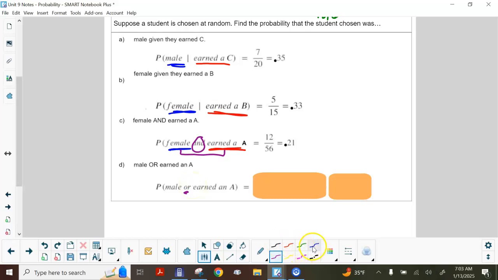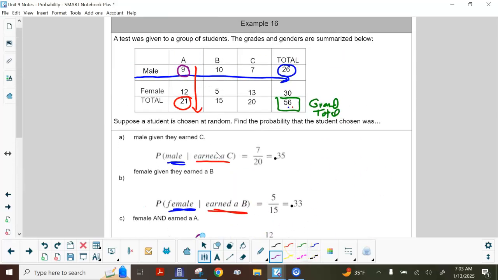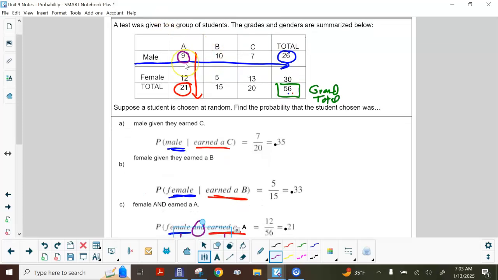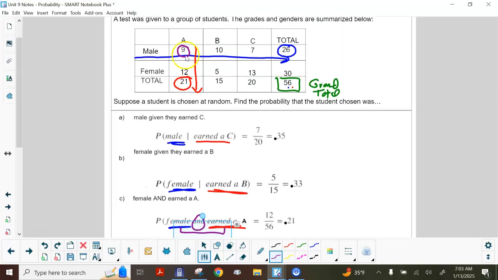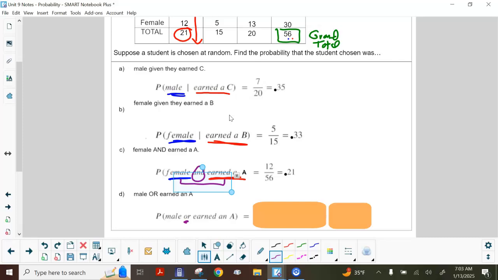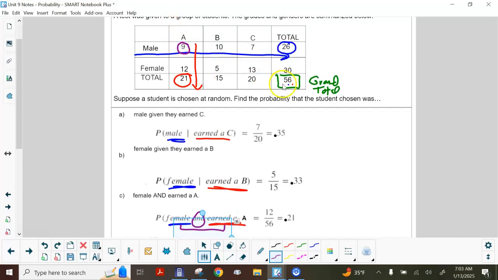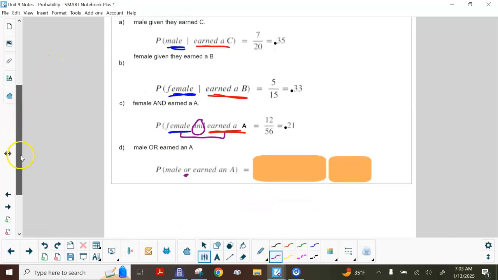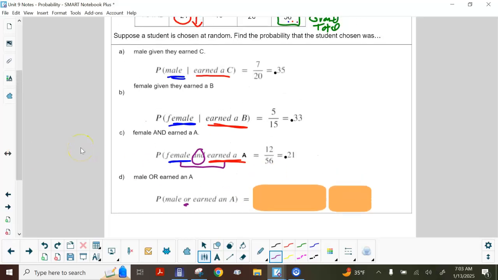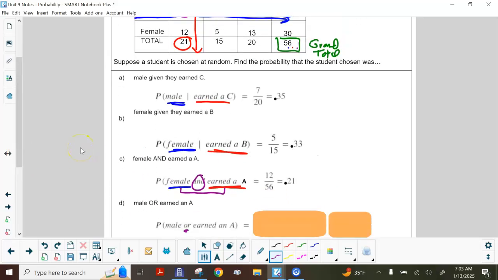So we have actually 3 probabilities to consider. And the first one being that you have the male. So that would be the 26 over 56. You'd also have to look at how many of these earned an A, which is the 21 over 56. And then how many were male and earned an A, and that's the 9 over 56. So we actually have to, remember, do some addition, and then we're going to subtract the intersection. So that's what these are about, and then we should be good to go here.